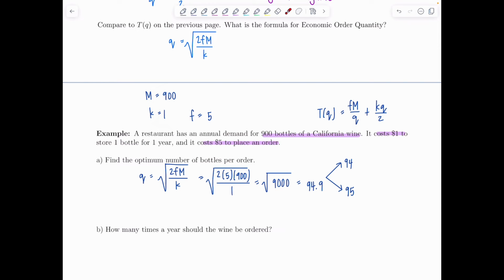So what I'm going to do is take 94 and 95, substitute them in for Q, and see which one gives me the smaller value for T. Yes? Okay, well, I did it for you already.